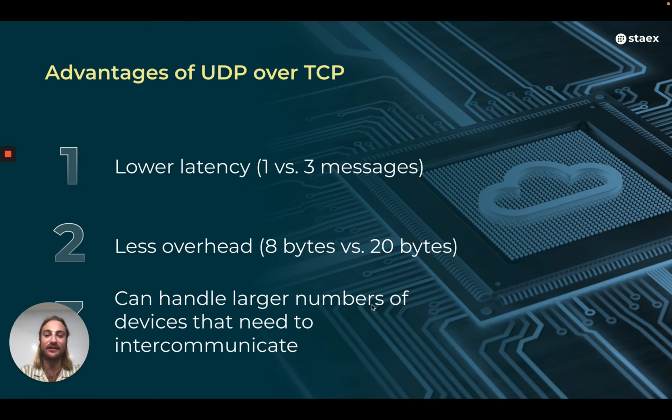And the last advantage that I have here for UDP over TCP is that UDP can actually handle larger numbers of devices that need to intercommunicate. And that's because of this lower latency, this one message versus 3. Think, we could actually have 3 different devices which would send the same amount of communications over the network as one TCP connection. So those are some of the advantages of UDP over TCP.